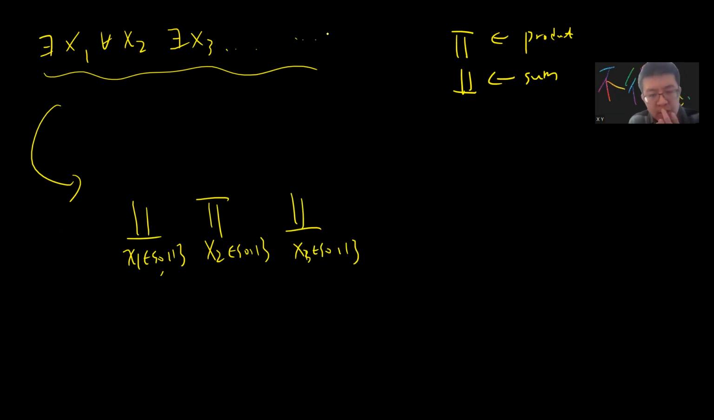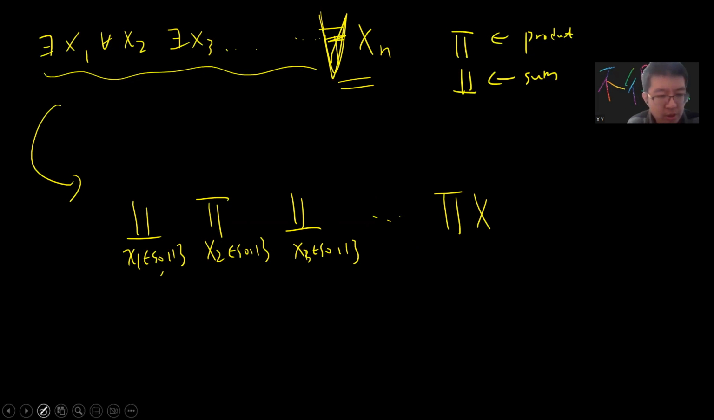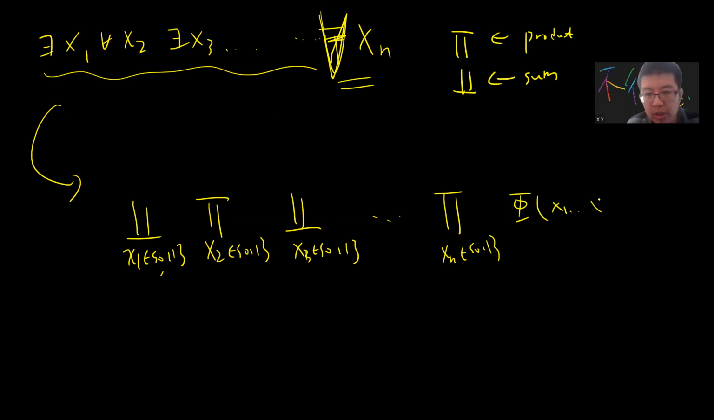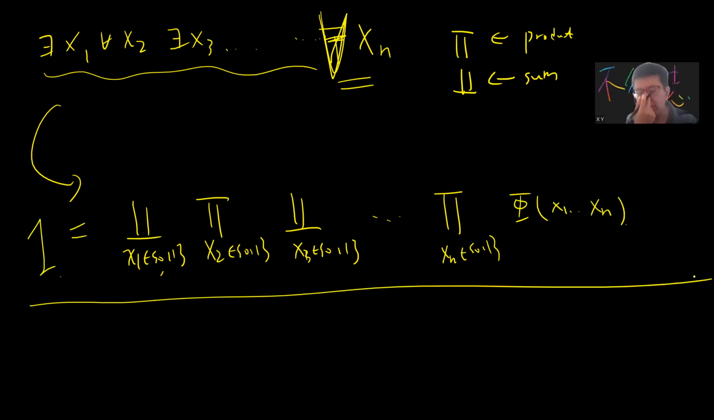Let's imagine that the final one is product for all. Actually this doesn't matter. You can change this to be product xn in {0,1}, and phi of x1 through xn. Then Merlin wants to convince Arthur that this formula is wrong. Okay, so that's it.